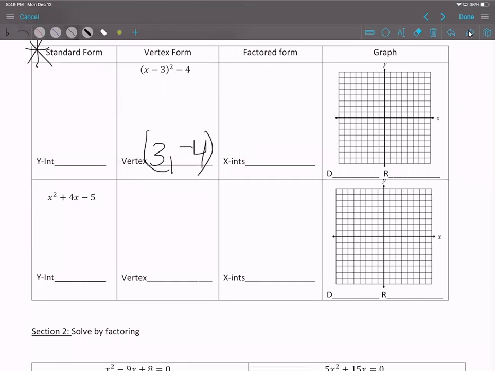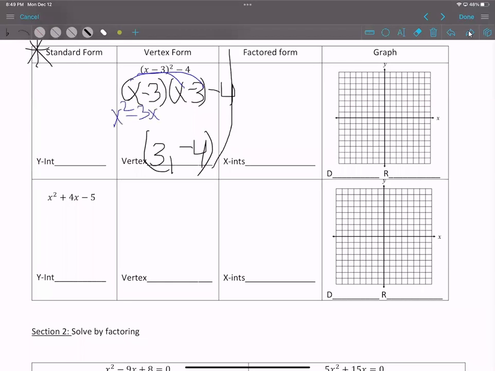And to get standard form, we need to kind of multiply this out. So x minus 3 squared, remember, is just x minus 3 times x minus 3. This minus 4 is just going to kind of hang on the outside. But first thing you want to do is FOIL. So distribute this x, that would be x squared minus 3x. Then we'll distribute this negative 3, that would be also minus 3x plus 9. Pop up, and then bring down the minus 4.